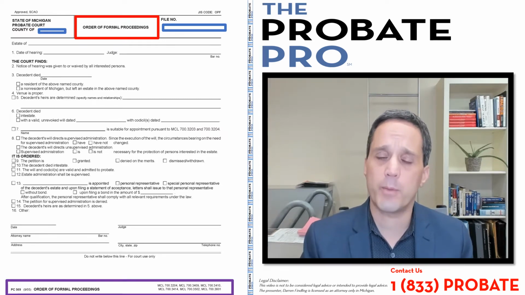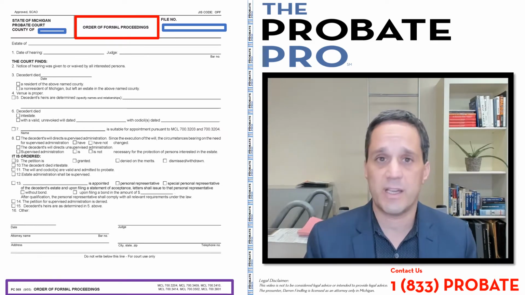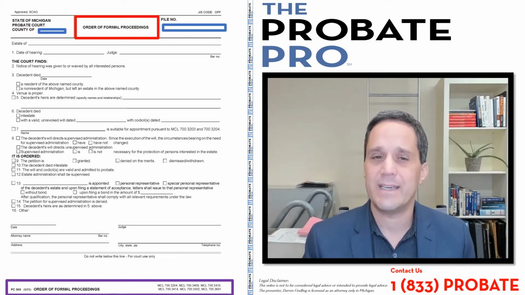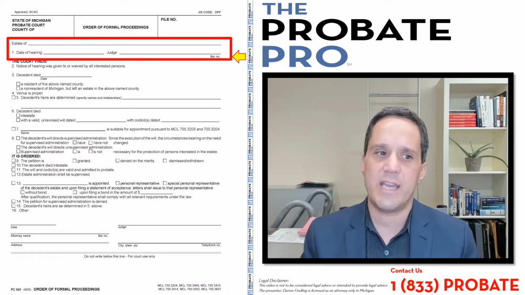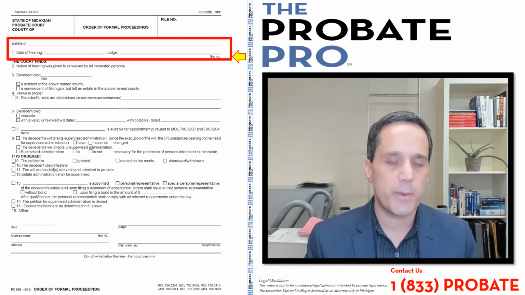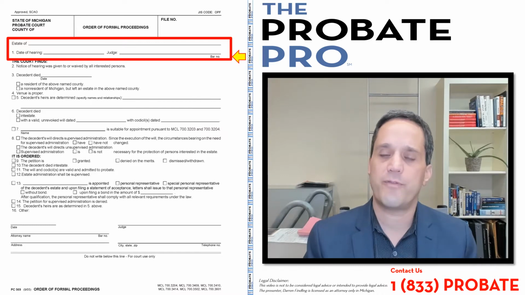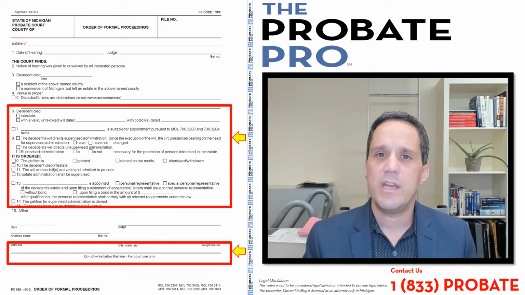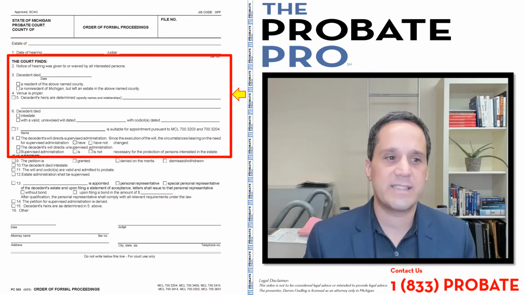The order of formal proceedings, in the top left corner, you identify the county in which the probate matter is situated. Top right corner, the case number. Pretty easy. From there, you go to the estate name, the date of the hearing, and the judge. Again, information that will be readily obtainable when you file the petition for probate. The findings of the court is this next section.